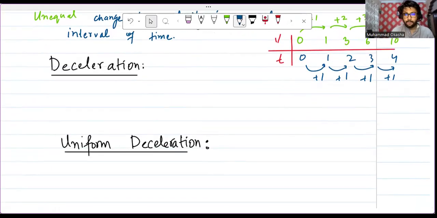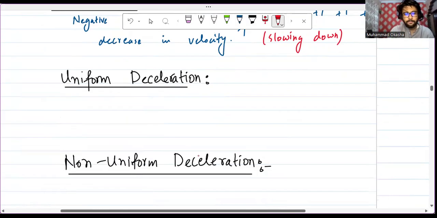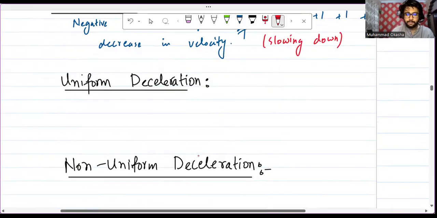What is deceleration? You can define deceleration as negative acceleration, or you can define it as a decrease in velocity, the rate of decrease in velocity. Whenever velocity changes in a way that it slows down, it's called deceleration. I'm going to say it's slowing down. Now we have two different types of deceleration, uniform deceleration and non-uniform deceleration. The definition is going to be exactly the same.